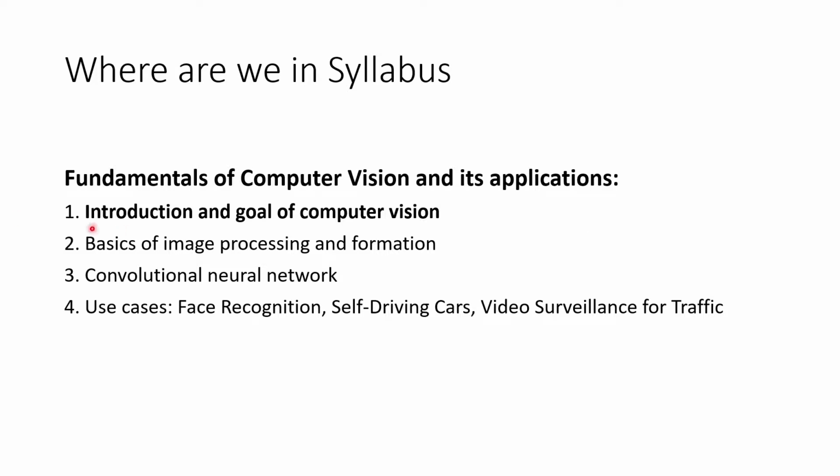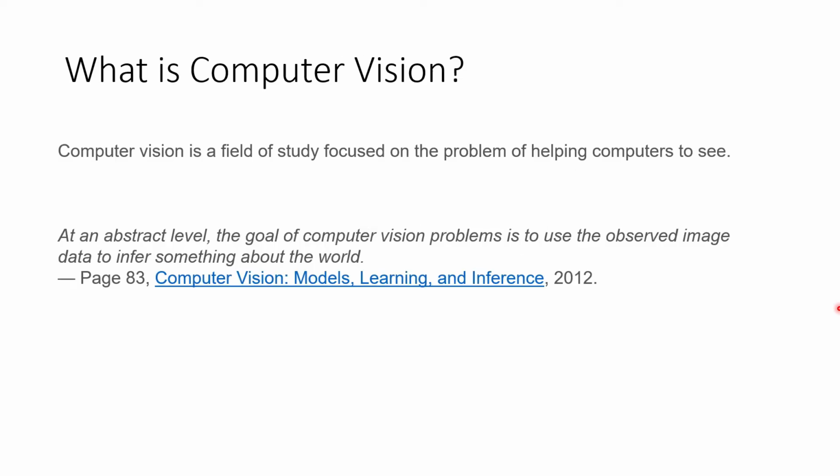Initially we are going to study the introduction and the goal of computer vision. In the next part we will be studying the basics of image processing and its formation. We will also be studying CNN, convolutional neural network. This is a very famous topic these days. And then we will be discussing different use cases. Face recognition is one use case, and we will also be discussing self-driving cars and video surveillance for traffic.